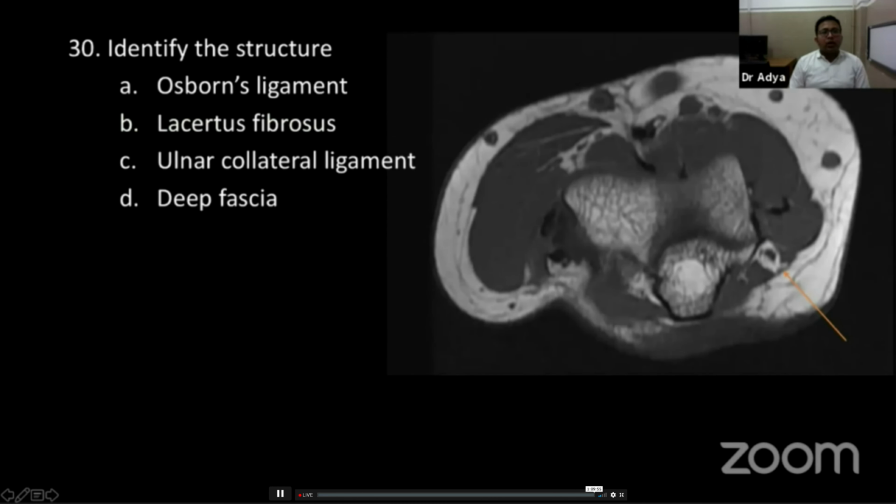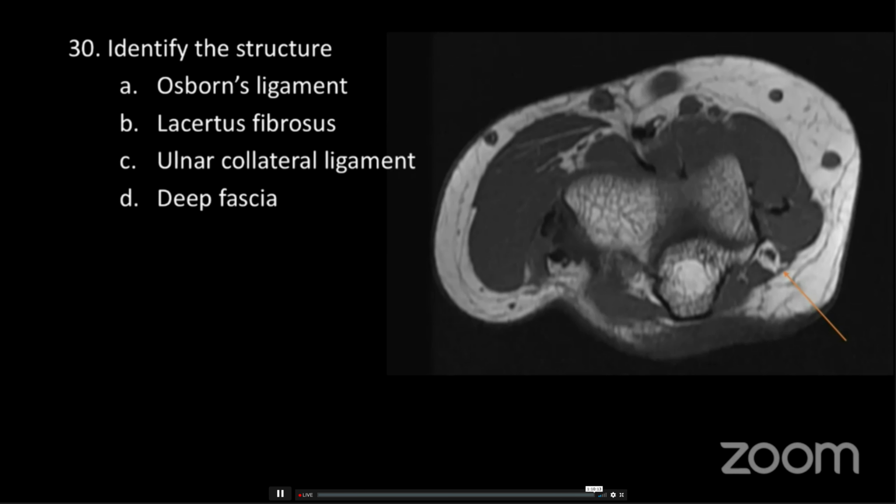Now, question 30, identify the structure. A, Osborne's ligament, B, lacertus fibrosus, C, UCL, or D, deep fascia. We are live, sir. Ending the poll, sir.